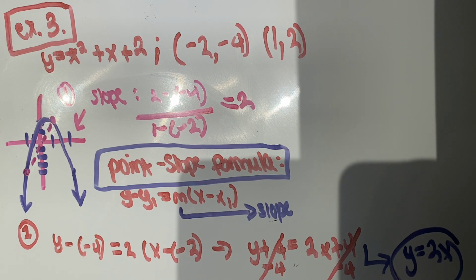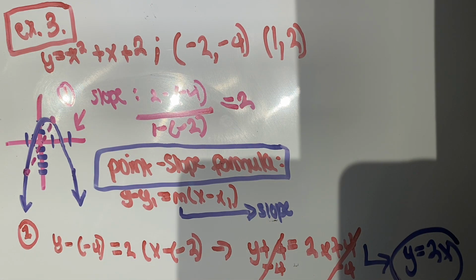Now we can plug our known values into the point slope formula, which we have used in previous lessons to find the equation of a line. The point slope formula is y minus y1 equals m parentheses x minus x1, where m is the slope.